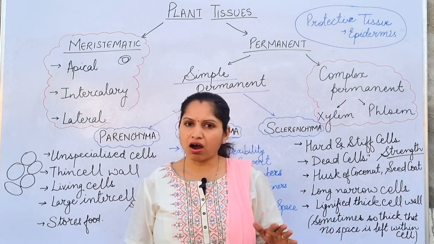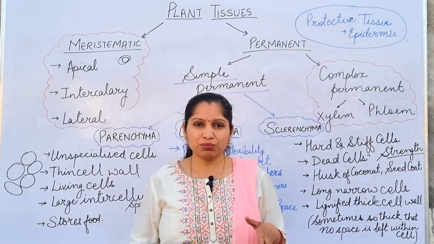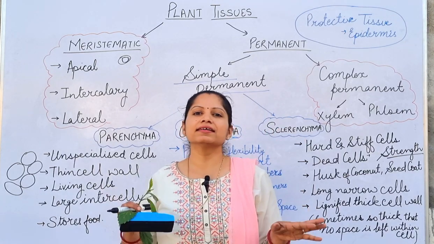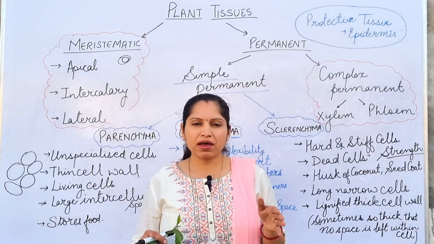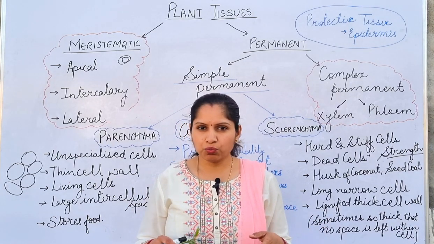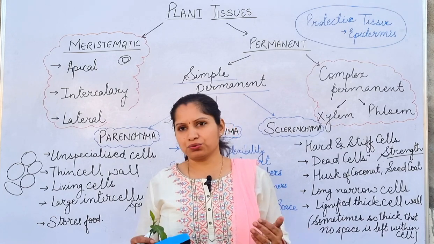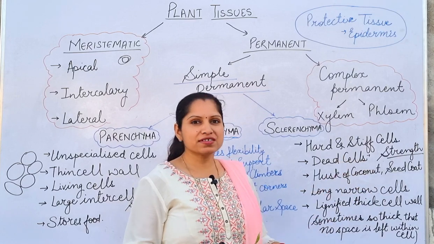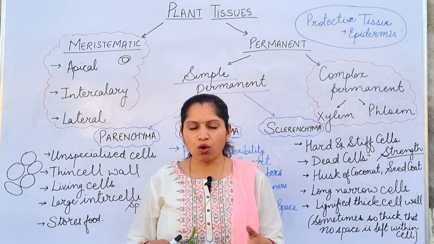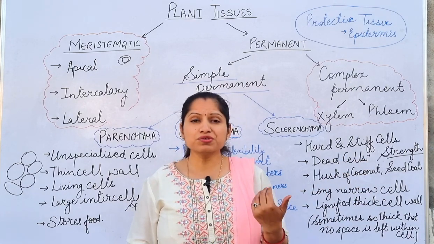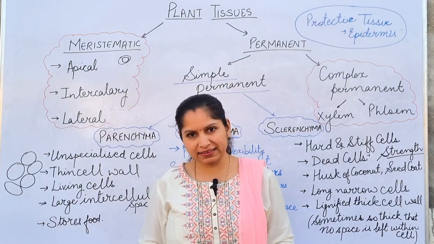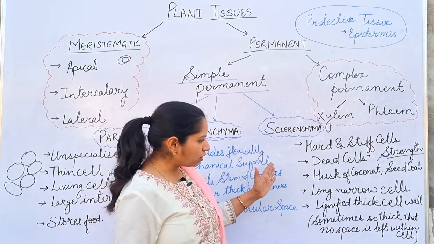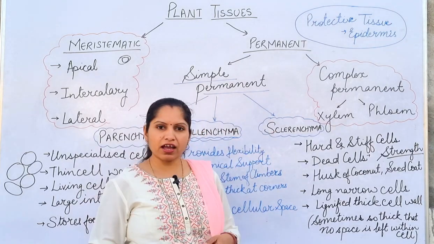Okay, and sometimes the cell wall is so thick that there is no space inside the cell. Imagine a room that has such thick walls that there is no space inside the room. That is just the case of sclerenchyma, which has such a thick cell wall that sometimes there is no space inside the cell. Okay, and that is all about the sclerenchyma tissues.